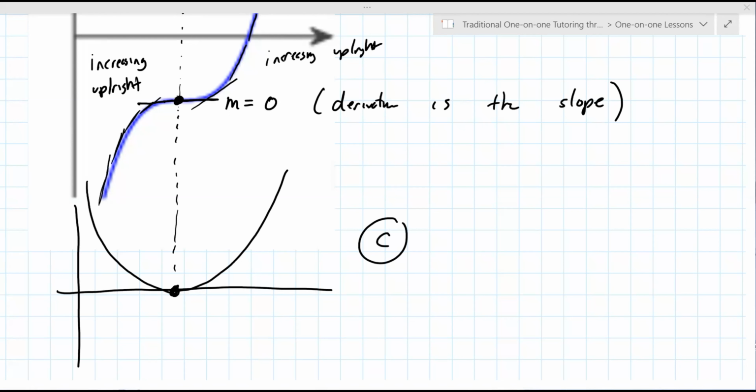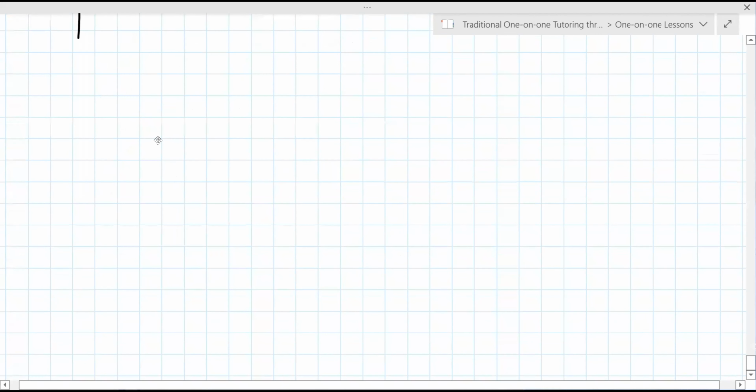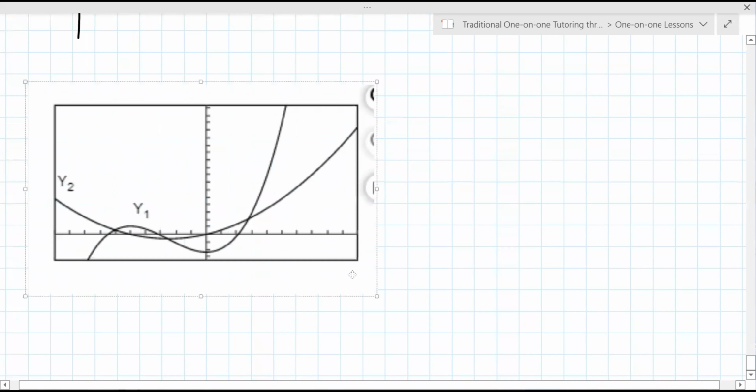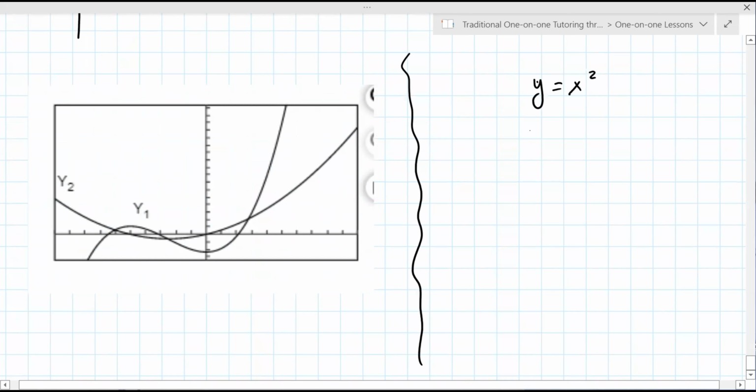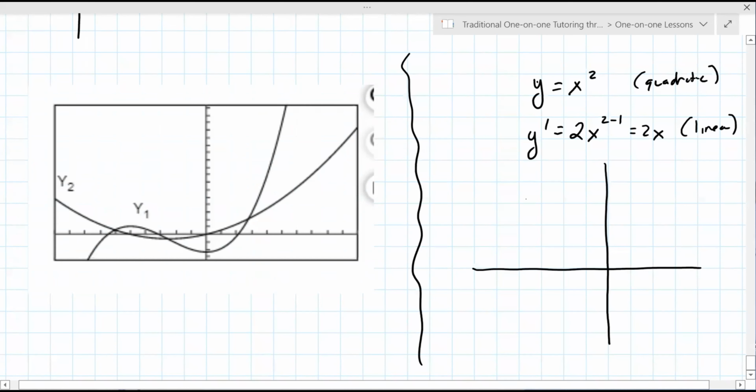All right, so the next question, kind of the same deal here. There's a couple of shortcuts to doing this that I think are probably worth mentioning. So we looked at this earlier. I said y equals x squared, and its derivative, you bring the exponent down, so it's 2x, you subtract 1 from the exponent. The original function is a quadratic, and its derivative is linear. So if we were to graph these on the same graph, there's the quadratic, there's the linear, and this follows a pattern.